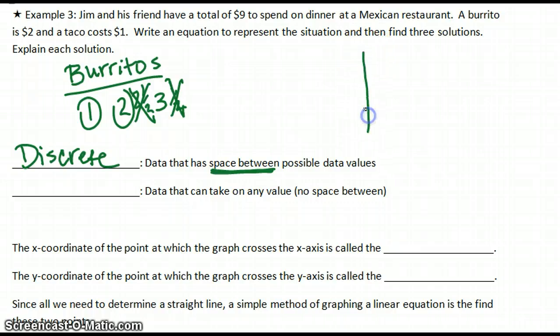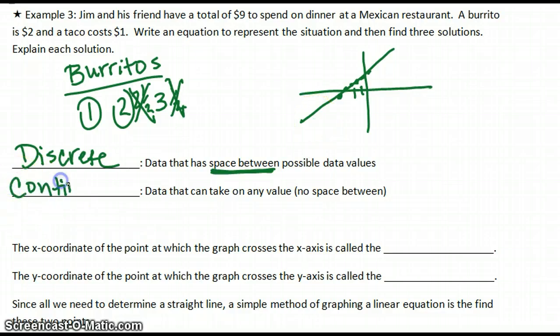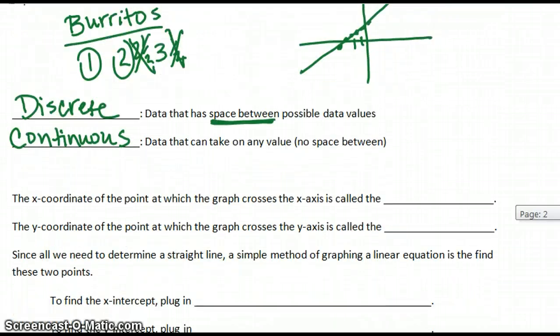However, on an XY coordinate plane, when we're talking about a line, every point on that line has a value, even if it turns out to be between 2 whole numbers. And that is called continuous. Y'all check my spelling for continuous. Is that right? So continuous data has no space in between.